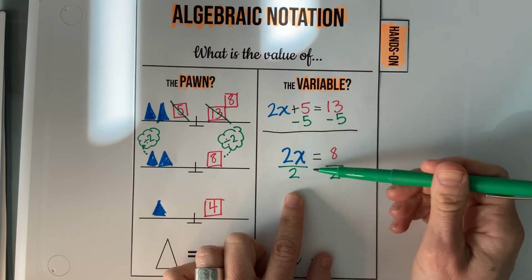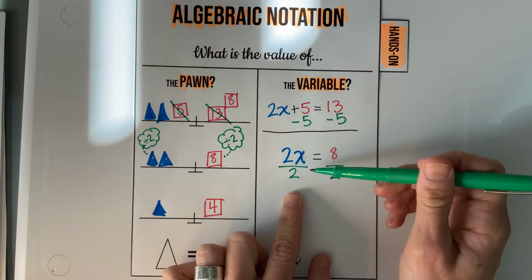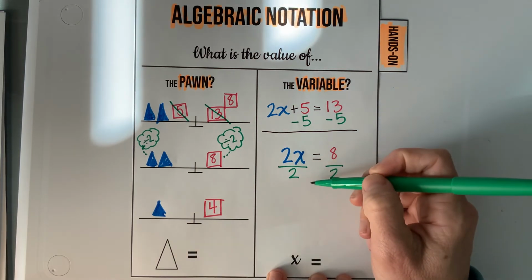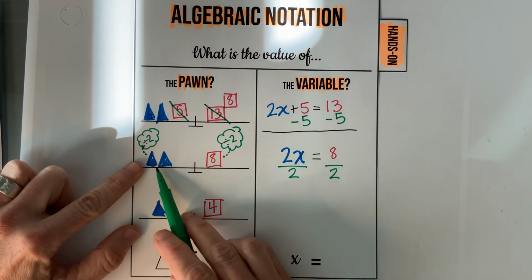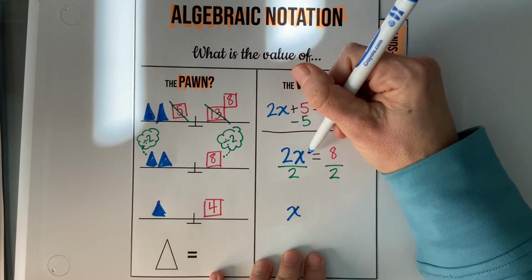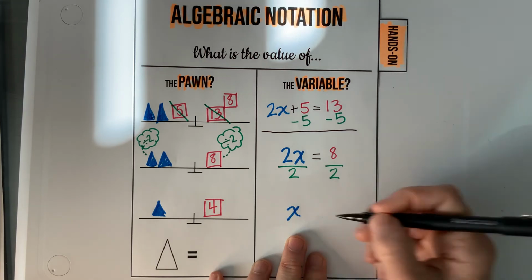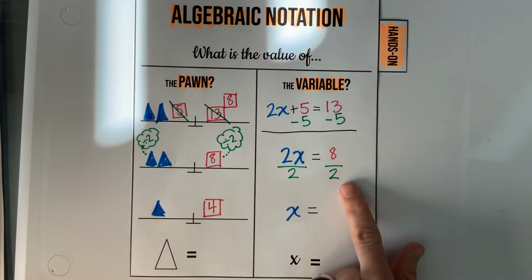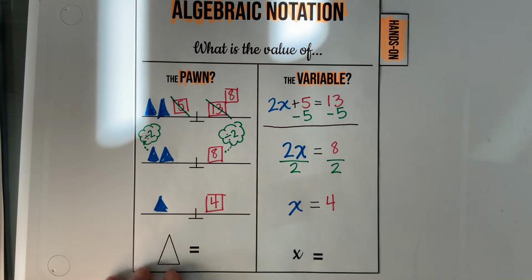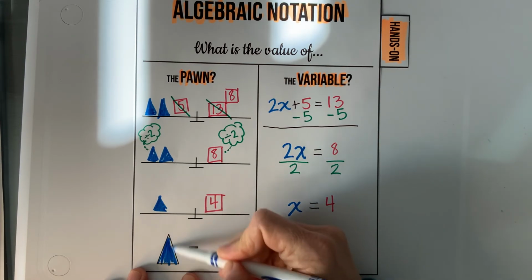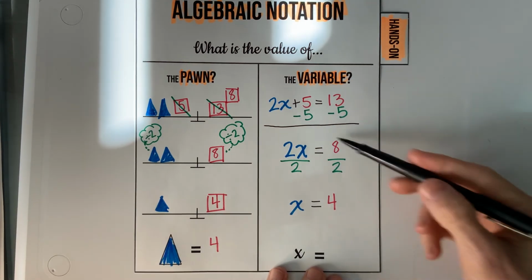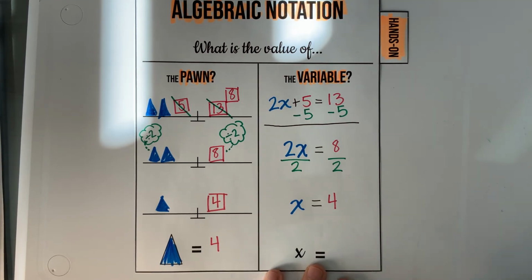So that's where this is translated there. Notice how I'm using the symbol of the fraction bar, which is in essence another division symbol. So 2x divided by 2 is the same thing as this, mathematically speaking. So what am I left with? I'm left with 1x. So if I have 2 x's and I divide it by 2, I'm left with 1x. And that is equal to 8 divided by 2, which is going to give me 4, just like I had over here. So what does that mean? The pawn is equal to 4.